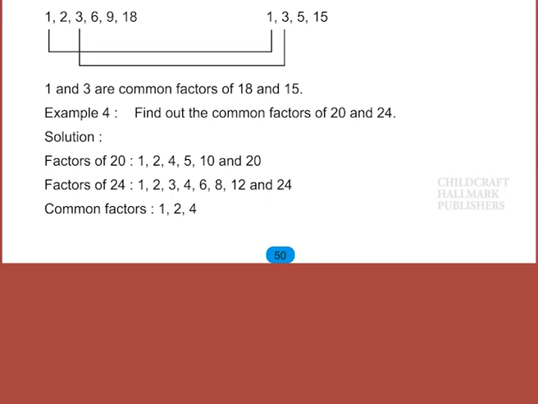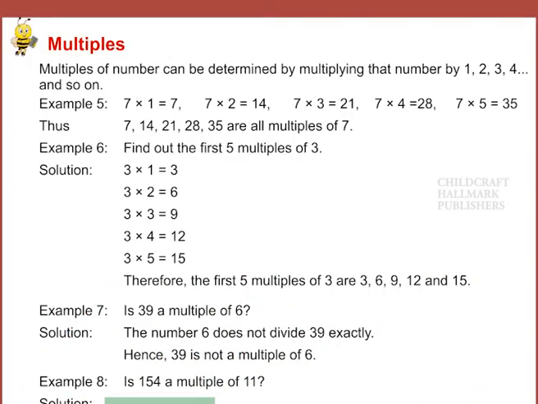Example 4. Find out the common factors of 20 and 24. Solution. Factors of 20: 1, 2, 4, 5, 10 and 20. Factors of 24: 1, 2, 3, 4, 6, 8, 12 and 24. Common factors: 1, 2, 4. Multiples. Multiples of a number can be determined by multiplying that number by 1, 2, 3, 4 and so on.